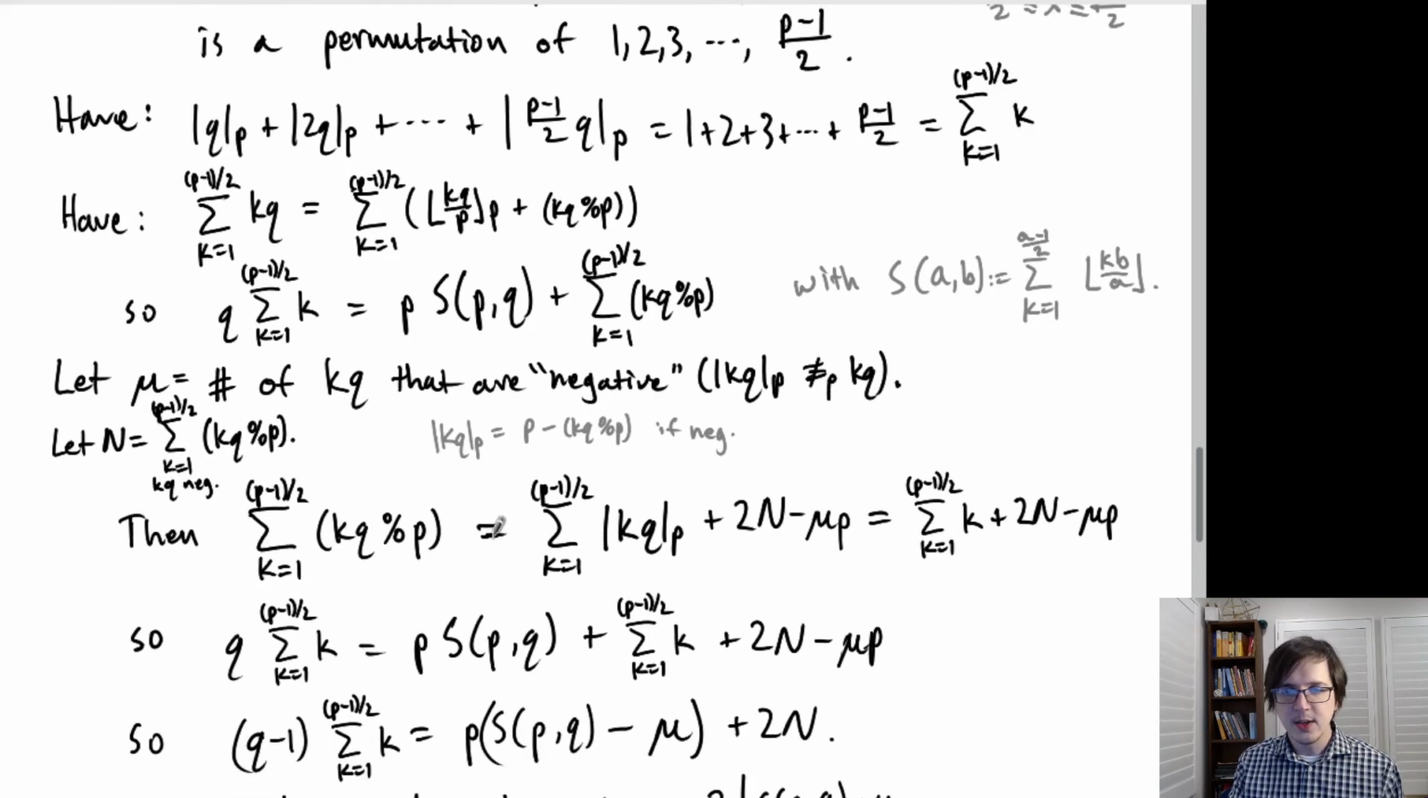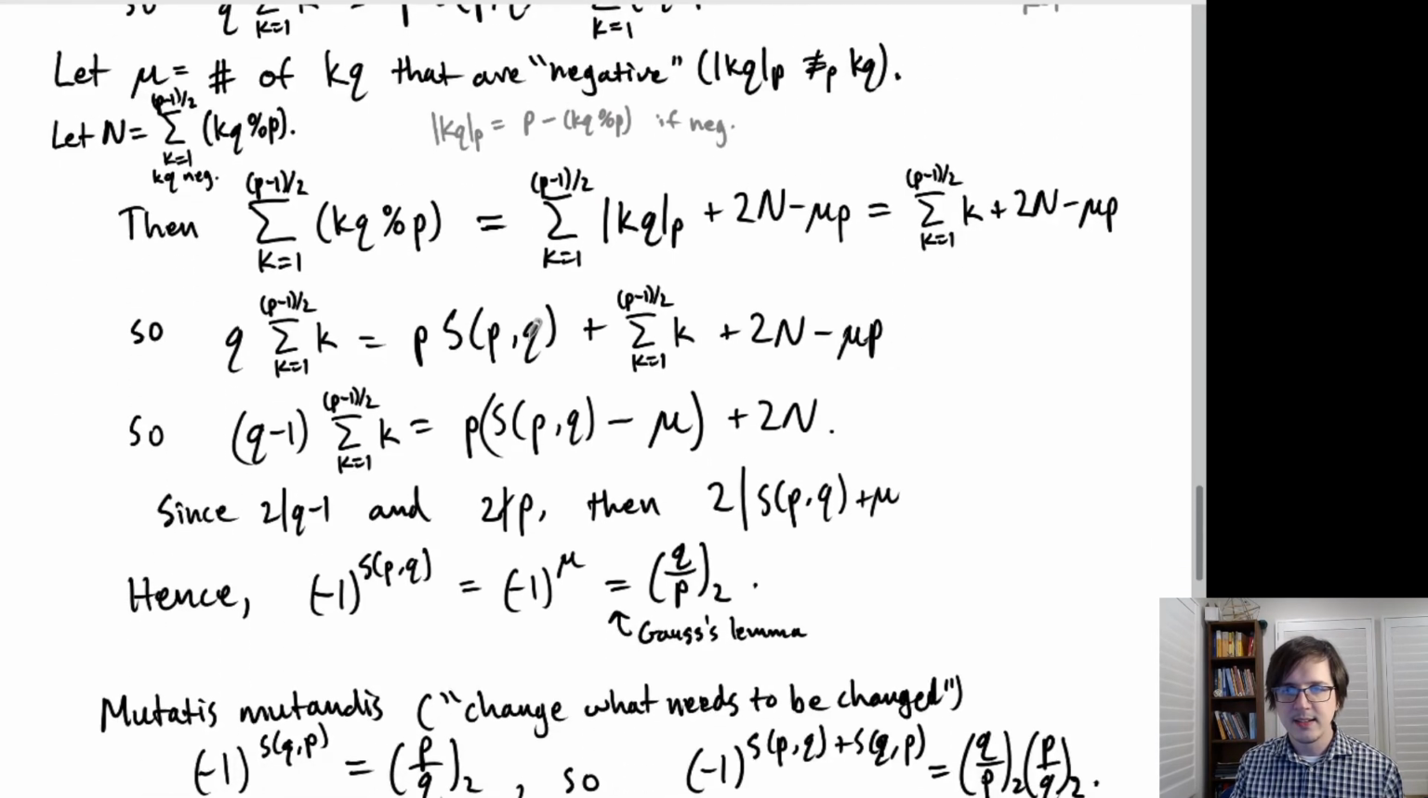Okay, so coming back, we have that q times the sum over k is p times s_q, and then we replace this using what we just calculated, and then we rearrange. So we subtract this from both sides to get the q minus 1 there, and then we bring the p's together to get it in this form. And now this is actually all we need.